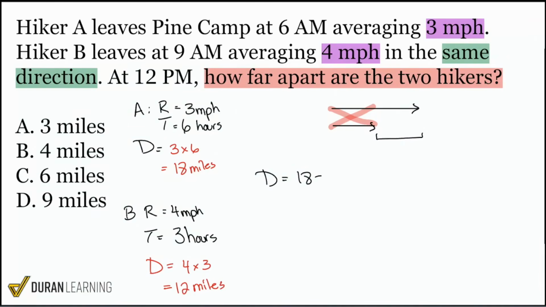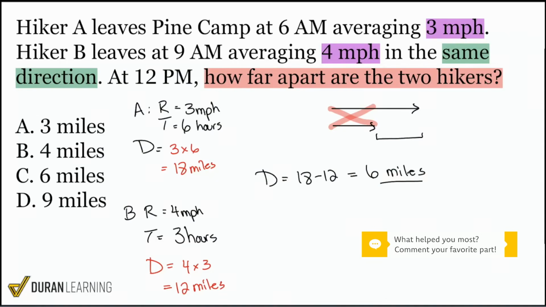So that'll be 18 minus 12, and that'll give us 6 miles. And there we are. Our correct final answer, my party people, is going to be C, 6 miles.